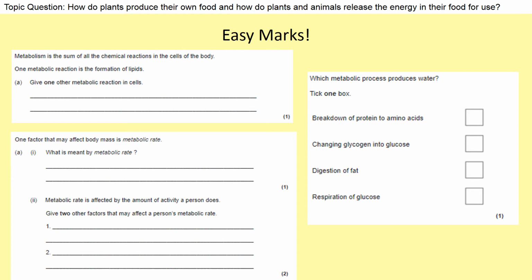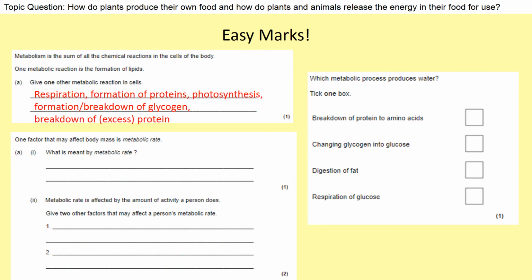So metabolism is the sum of all of the chemical reactions in the cells of the body. One is the formation of lipids, give one other. Plenty of choice here, you could have had any one of these. Respiration, formation of proteins, photosynthesis, formation or breakdown of glycogen, and the breakdown of excess protein. You only needed one of them, so any one of those would have been allowed.